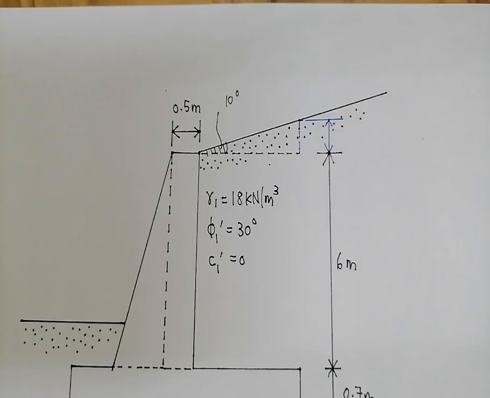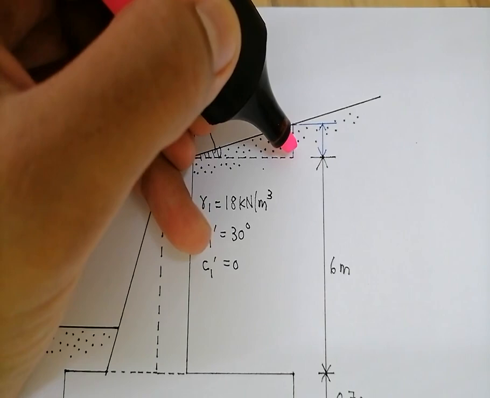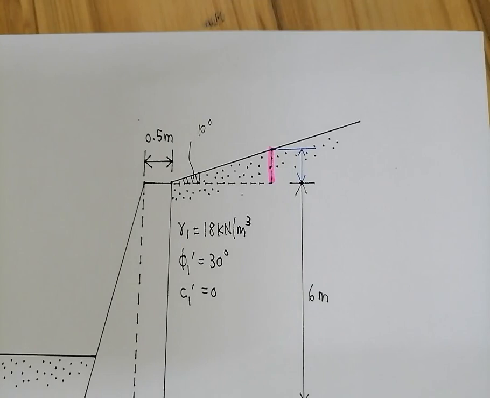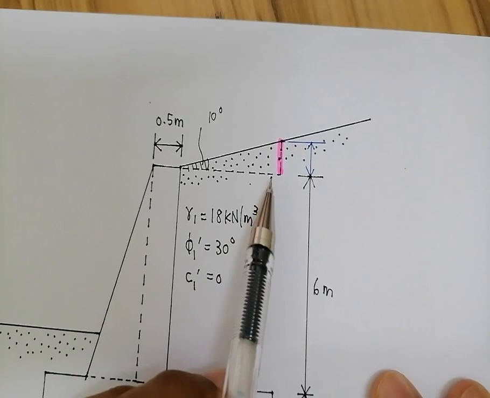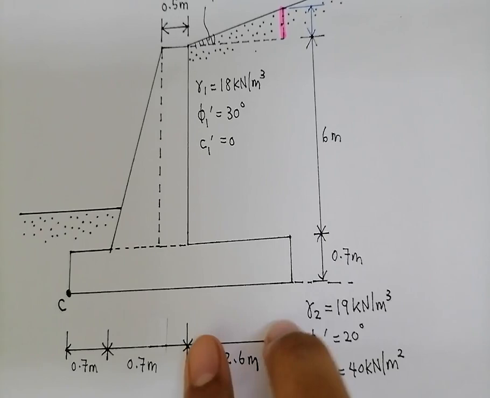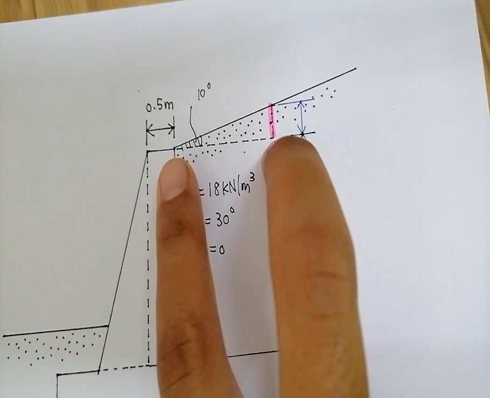I'll show you. We have to include the height of this small soil triangle. I highlighted the height in pink. How to calculate that height is basic trigonometry. We know that this distance, the width of the triangle at the bottom, is 2.6.